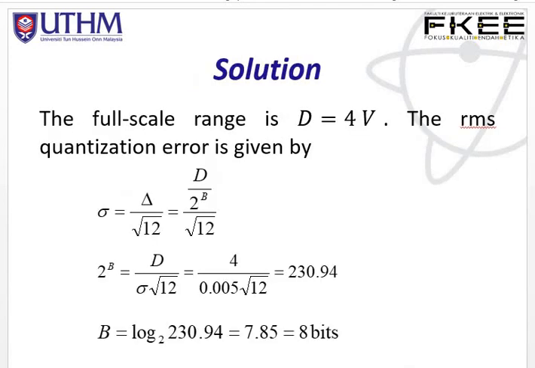Okay, in order to solve this one, the full scale range D is given negative 2 to 2, so D is equal to 4 volt. And the RMS quantization error is sigma equal to resolution divided by square root of 12. So resolution also equal to D over 2 power of B. So 2 power of B equals D divided by sigma square root of 12. So this will equal to 220.94. So when you take the log, you will get B equal to 8 bits. Okay, B equal to 8 bits.